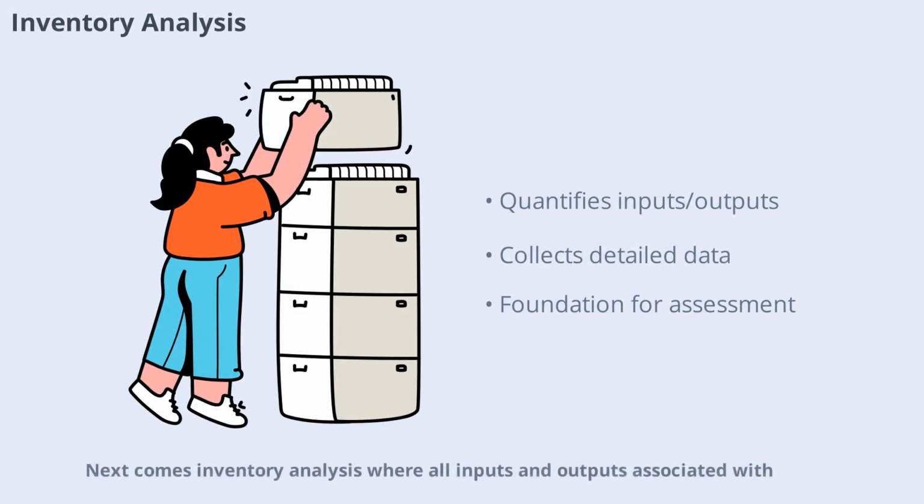Next comes inventory analysis, where all inputs and outputs associated with the product or process are identified and quantified. This includes raw materials, energy use, emissions, and waste. By collecting detailed data, engineers can create a comprehensive inventory that forms the foundation for the impact assessment. Accurate inventory analysis is essential for understanding where resources are consumed and pollutants are generated.